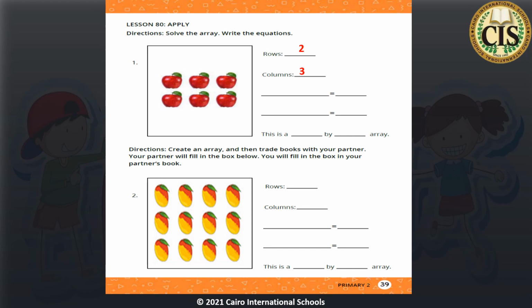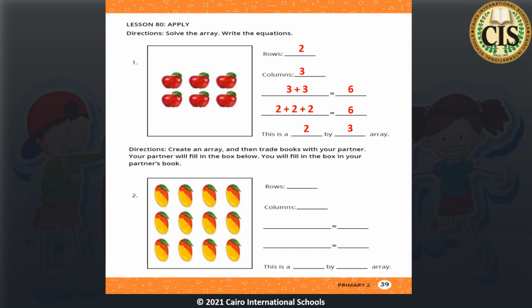Each row has 3 apples. So we will write 3 plus 3, 2 times, because we have 2 rows. 3 plus 3 equals 6. Now the addition equation for columns. Each column has 2 apples. 2 plus 2 plus 2 equals 6 also. So the name of the array is the rows by columns. Be sure, rows by columns. So this is a 2 by 3 array.